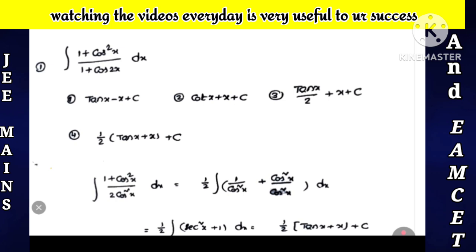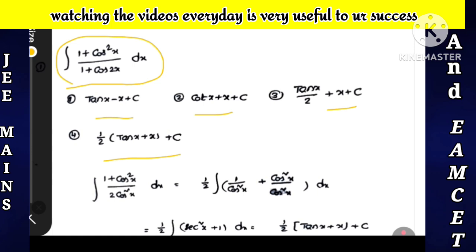See the first problem. The question is integral of (1 plus cos square x) by (1 plus cos 2x) dx. The options are: tan x plus c, cot x plus c, tan x by 2 plus c, half of tan x plus c. These are the options. Let us see the solution.